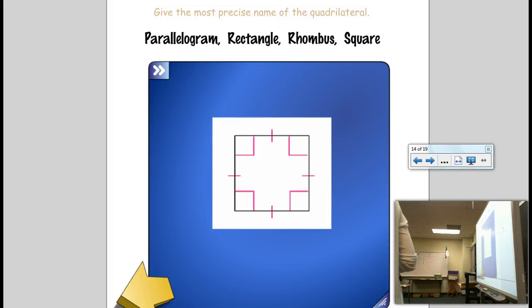Nasia, what do you think this one is? It's got 4 congruent sides and 4 right angles. What do you think? I'm gonna go with parallelogram. So a parallelogram has opposite sides congruent. That's good. But a parallelogram doesn't necessarily have 4 right angles. Okay? Melanie, what do you think this one is? A rectangle? Okay. But a rectangle, does a rectangle have all 4 sides congruent?